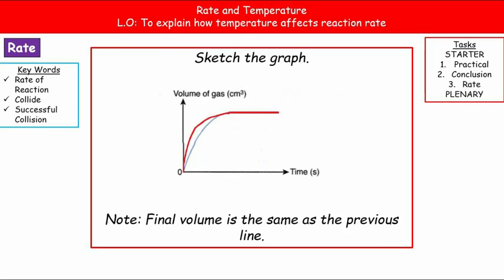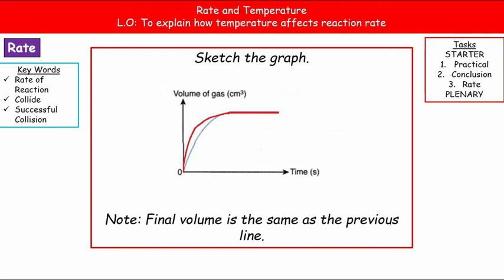Hopefully what we managed to draw was something like the red line there. You'll notice it's steeper at the first part of the graph. We have a much steeper gradient in the initial part because, with a higher temperature, as we saw in that animation, the particles have gained kinetic energy and are moving faster, so there are more frequent successful collisions. That means we make more gas in a shorter period of time.